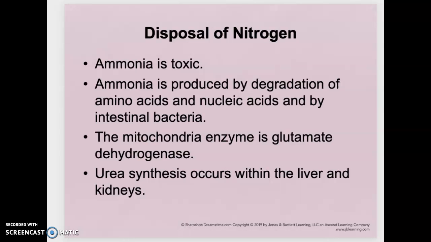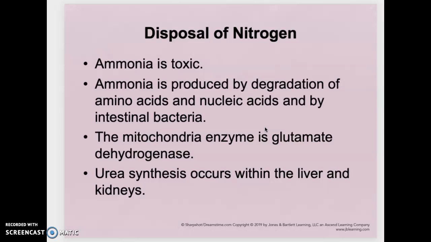So as I mentioned before, whenever we release nitrogen from the actual amino acid, we're going to form ammonia, which is toxic to the body. So we have to have a way to be able to dispose of that ammonia. Here again, you're going to see glutamate dehydrogenase. Glutamate just has a role of being able to help us get rid of that ammonia.